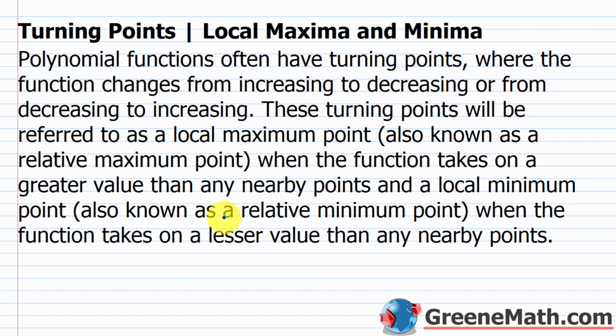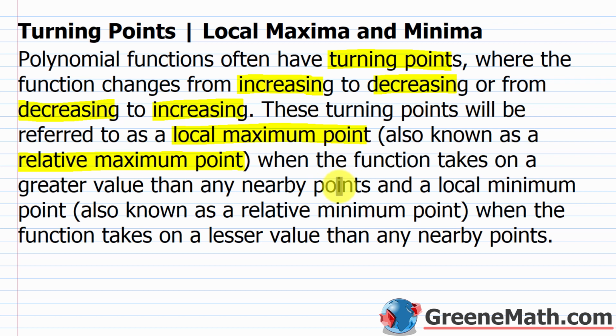Okay, so before we actually get into sketching the graph of a polynomial function, we need one more piece of the puzzle. So we're going to talk about turning points. Your book might title this as local maxima and minima. So polynomial functions often have turning points, where the function changes from increasing to decreasing or from decreasing to increasing. So these turning points will be referred to as a local maximum point, also known as a relative maximum point. You might hear that as well, when the function takes on a greater value than any nearby points.